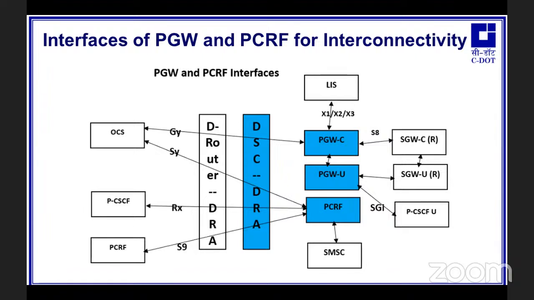PCRF is connected to SMSC for the purpose of postpaid subscriber data consumption, like when 50% has been consumed, or 70% has been consumed. It will come through the SMSC node only. That's why PCRF is being connected with SMSC.